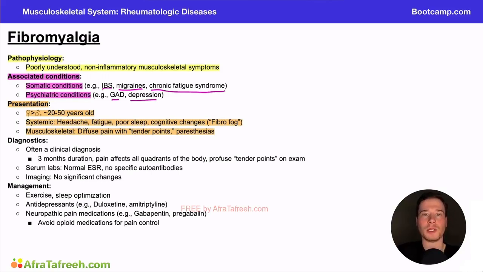Additionally, when we talk about the diagnostics here, it's important to note that this is often a clinical diagnosis. There is some criteria to make this diagnosis, which include having the symptoms for greater than 3 months, pain that affects all quadrants of the body, so it's not localized to just the right shoulder, right? That might be something else going on. It's more widespread, more diffuse, and there are profuse tender points on examination.